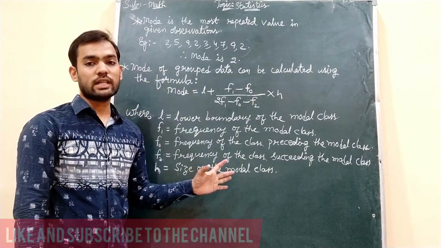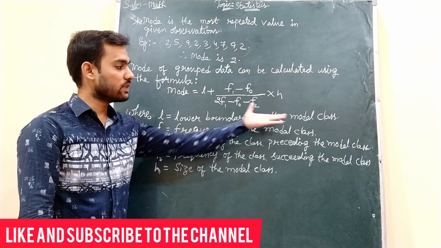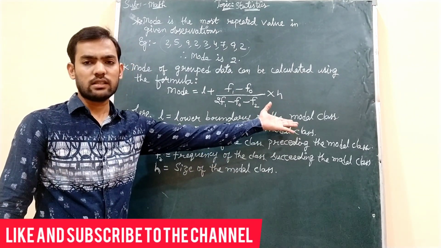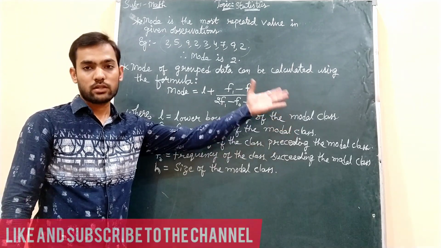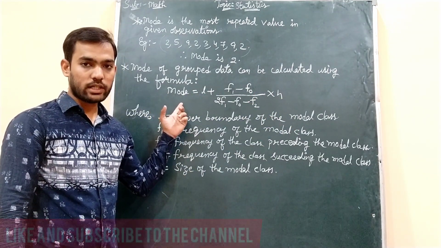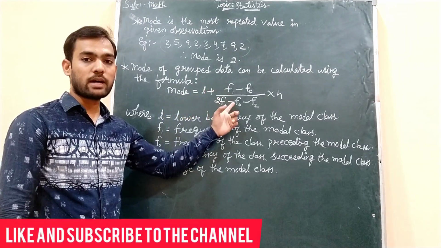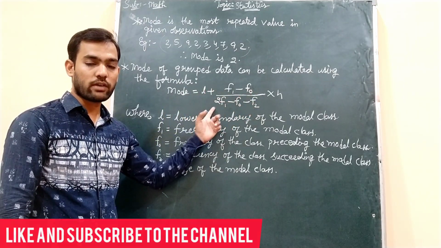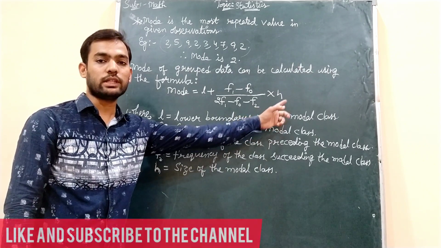What the students will do in the examination, they will write the mode formula, but instead of model class they will write median. This is just a blunder mistake. Okay, you should not commit that. So I repeat again, the formula that is used to calculate the mode of grouped data is L plus F1 minus F0 divided by 2 F1 minus F0 minus F2, into H.